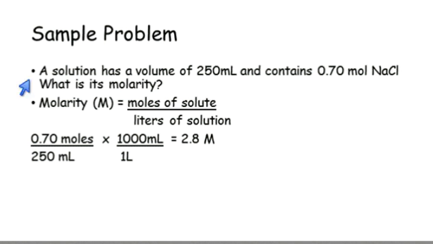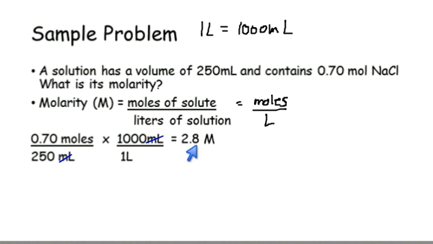So here we have a sample problem. A solution has a volume of 250 milliliters and contains 0.7 moles of sodium chloride. Now the molarity is equal to moles per 1 liter. In this problem, you're given 0.7 moles, but we're not given liters, we're given 250 milliliters. So one way to convert milliliters to liters, we know 1 liter is equal to 1,000 milliliters. So we multiply by 1 liter over 1,000 milliliters, the milliliters cancel out, and that gives us liters.